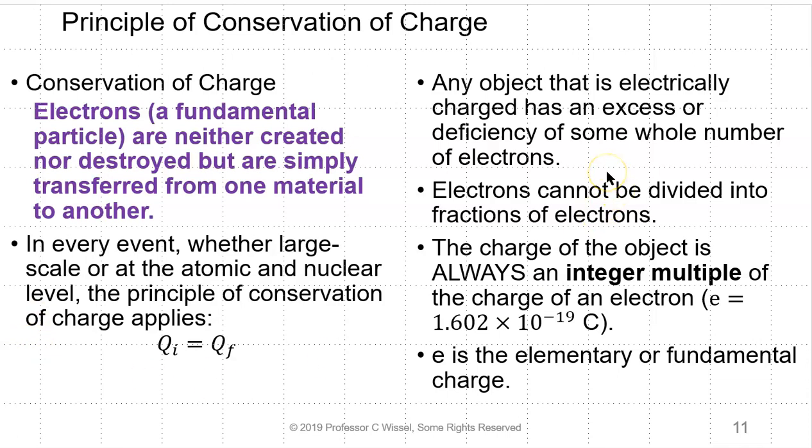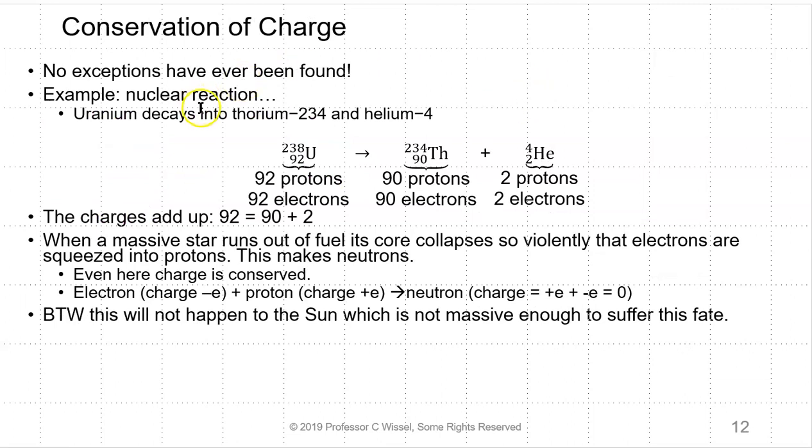Any object that is electrically charged has an excess or a deficiency of a whole number of electrons. Electrons cannot be divided into fractions of electrons. You don't have half an electron. The charge of an object is always an integer multiple of the charge of an electron, where the charge of an electron is 1.602 times 10 to the minus 19th coulombs. And this is e, which is the elementary or fundamental charge. Now, no exceptions to this have ever been found.